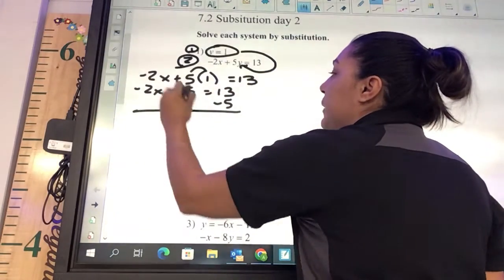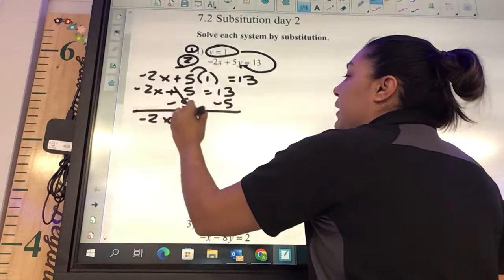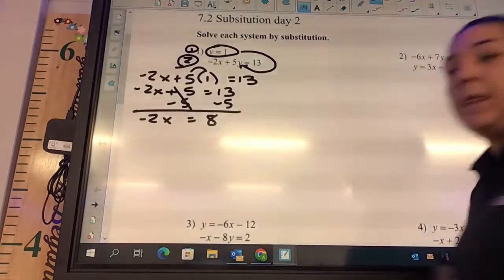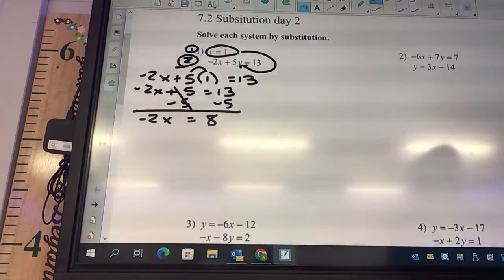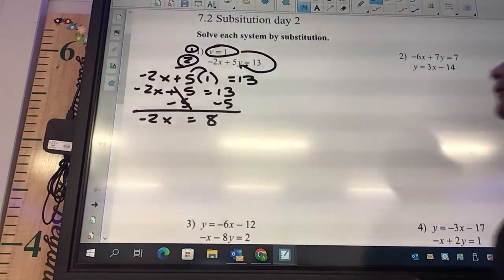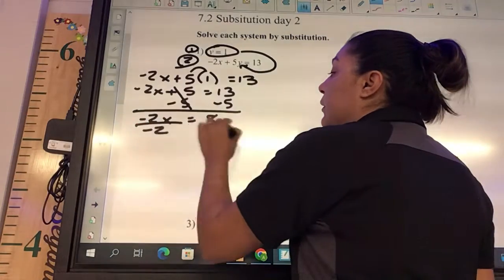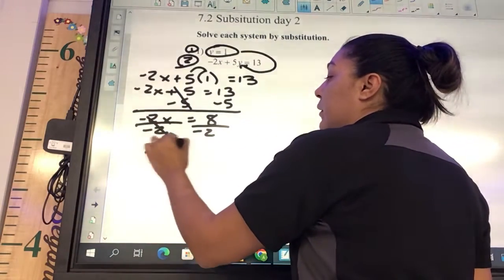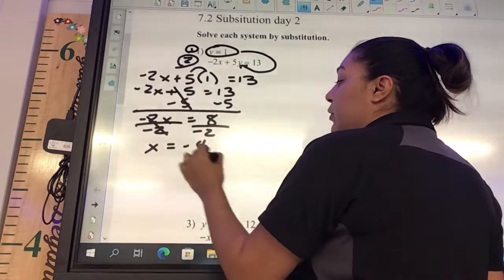Okay, what is 13 minus 5? 8. Okay, and then our next step. Divide by negative 2. We're going to get x equals negative 4.